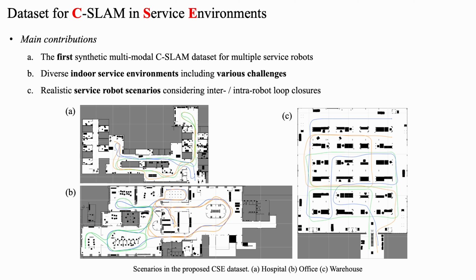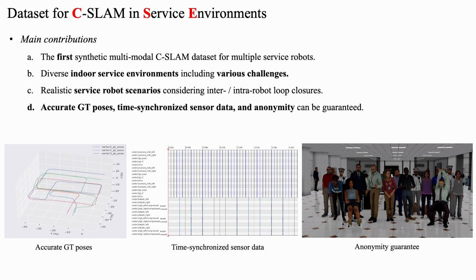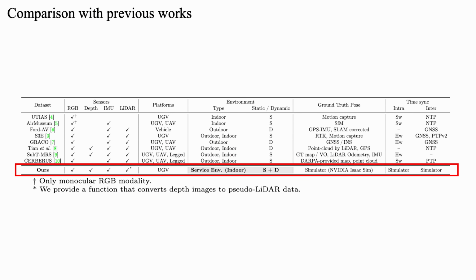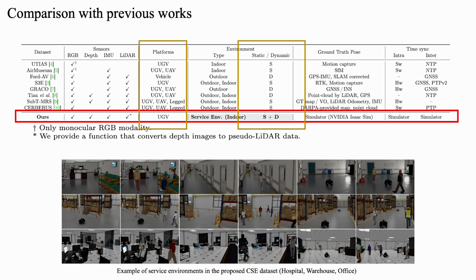In addition, we also configure more realistic scenarios by mimicking the movements of real service robots. Finally, based on the simulations, we are able to get accurate GT poses and precise time-synchronized sensor data, and even guarantee anonymity. This table shows the comparison between the existing C-SLAM datasets and ours. In particular, we divide each environment into static and dynamic, as shown in the figure below. This allows for efficient evaluation of SLAM algorithms handling dynamic objects.